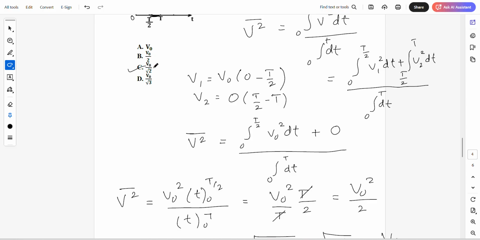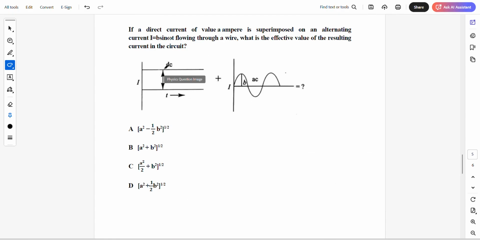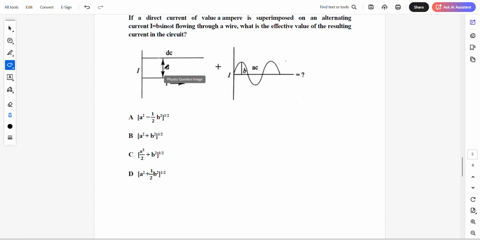V naught by root 2. This is the right answer. Hope you have understood this sum. Next sum. Okay. What is it saying?